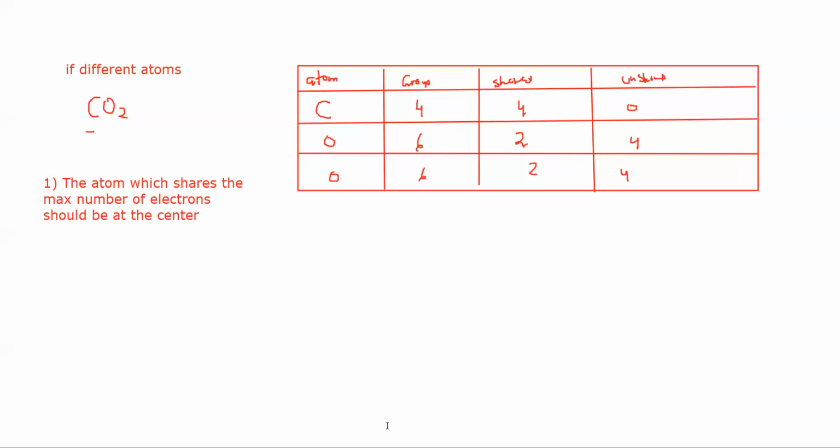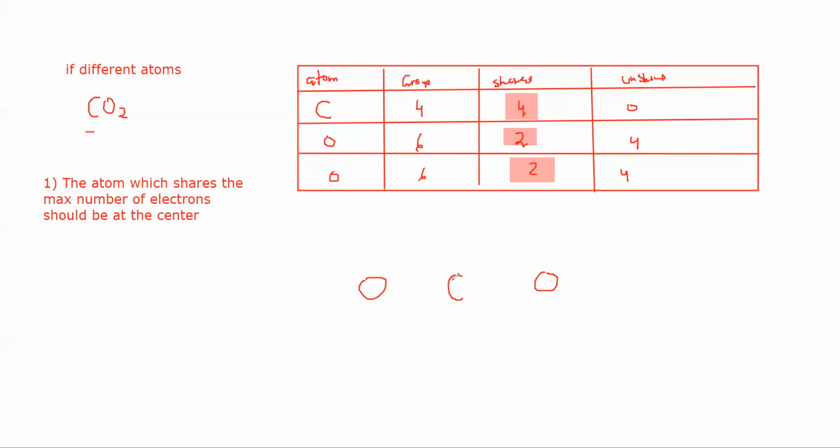Carbon, because when you check the shared number, carbon is sharing 4, oxygen is sharing 2. So which shares the maximum number? Carbon, so it should be at the center. So there will be carbon, on one side one oxygen, on the other side another oxygen. Is it clear? The first thing, if different atoms are there, you draw this table, and the atom which shares the maximum number should be at the center.